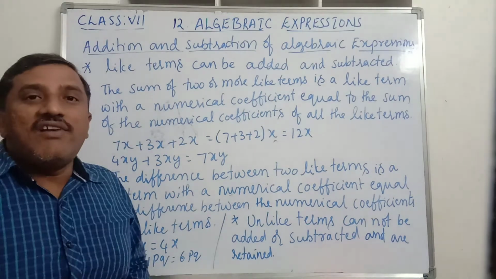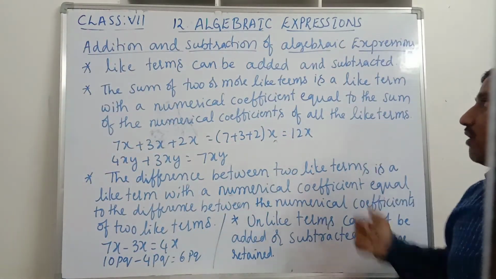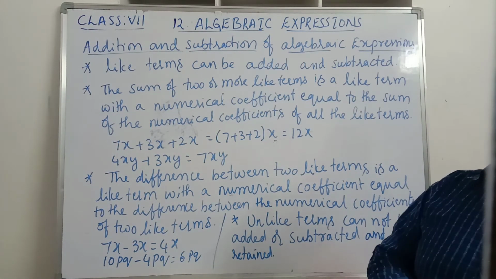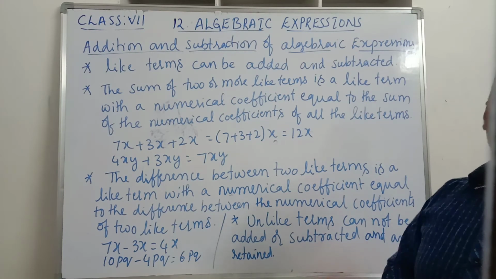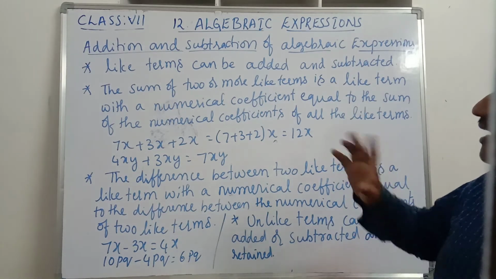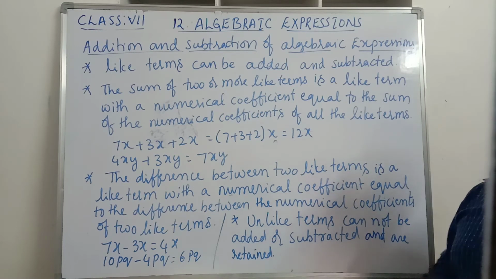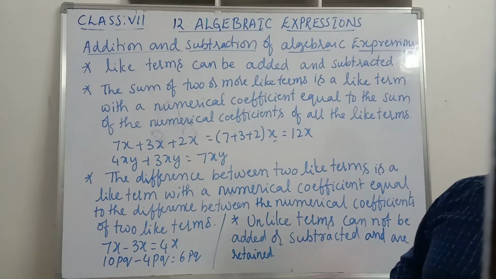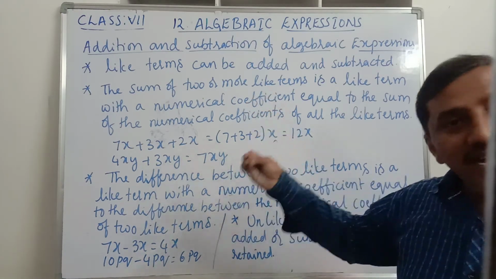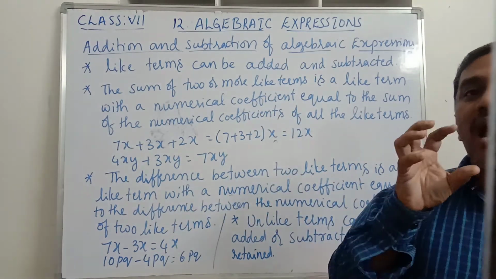Yes, now we will discuss the second concept of this chapter, that is addition and subtraction of algebraic expressions. Like fractions and unlike fractions: like fractions can be added and unlike fractions also can be added. But here, like terms and unlike terms. Like terms can be added and they can be subtracted. How they can be added and subtracted is quite similar for both addition and subtraction.